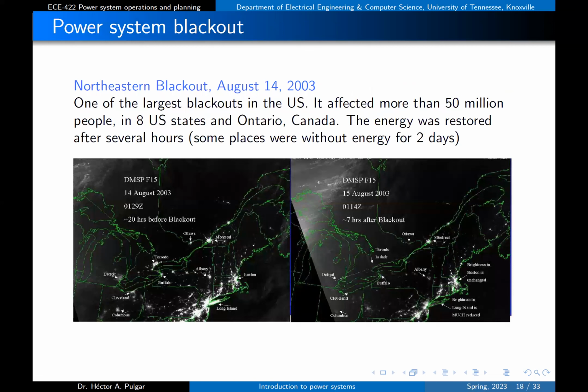This is a picture of what happened. As you can see here, 20 hours before the blackout, and 7 hours after the blackout. And we can see the difference in the map. You can see the lights here. And you can see, for example, this Long Island here is still in the dark. So that day, after 7 hours, they still didn't have any electricity here in Long Island. And some parts of Toronto were still in the dark. So this was a very serious and big blackout we had.